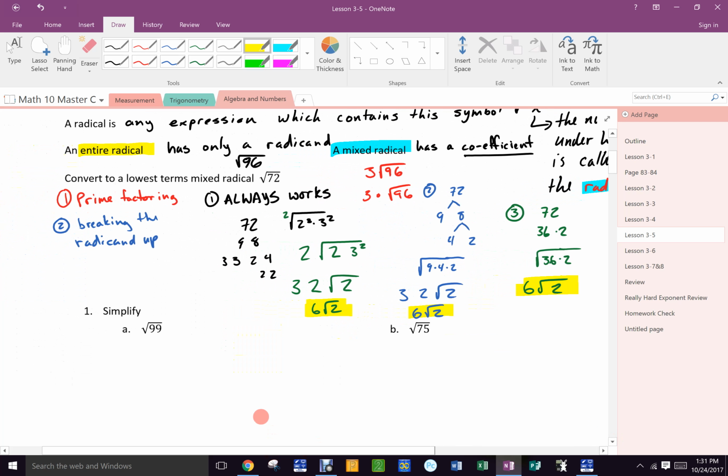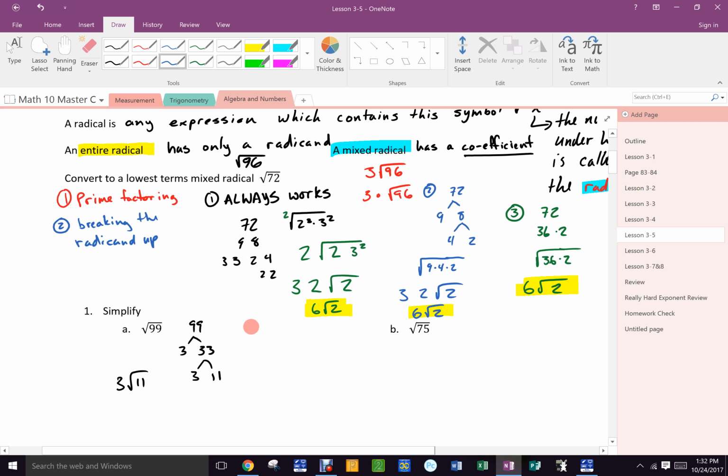Square root of 99. Let's break it down. First of all, it's not a perfect square, is it? So we got to break it down. If I break it down all the way, what do I get? 3 times 33. Then what? 3 times 11. Is there a group of 2? Yes. So what comes out? 3. A 3, and I leave an 11 under there. That's doing the way that always works.